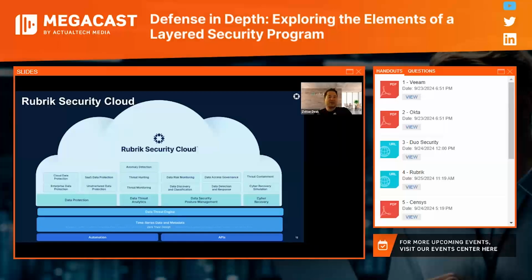So Rubrik is really there for the entire data lifecycle, from the time data is stored and backed up to the time it could be potentially breached. Rubrik's the only platform that offers cyber recovery and cyber posture for enabling that cyber resilience under one umbrella without the need for third parties.